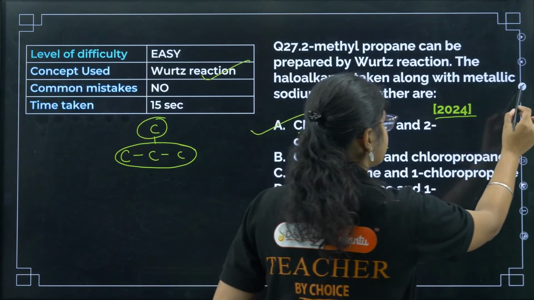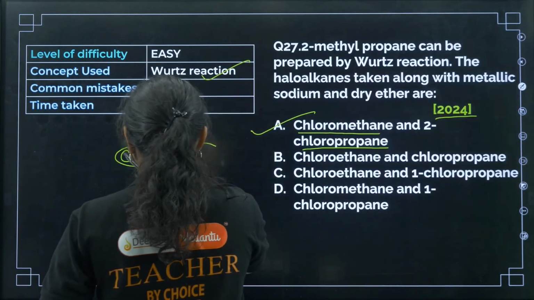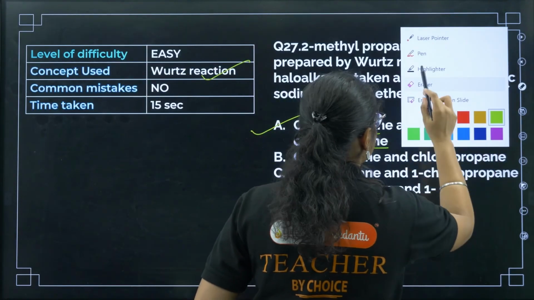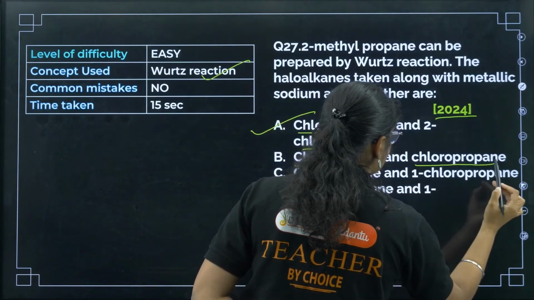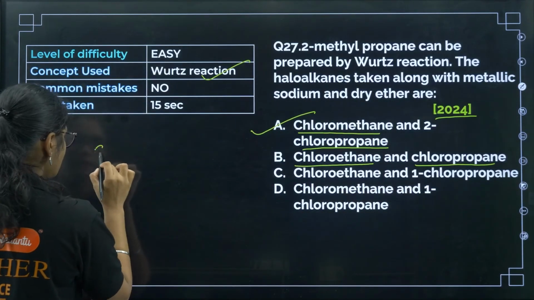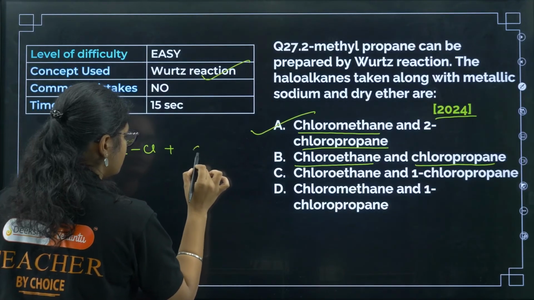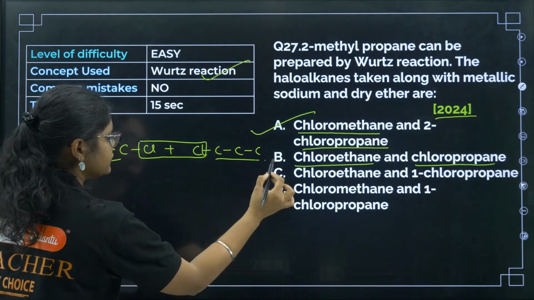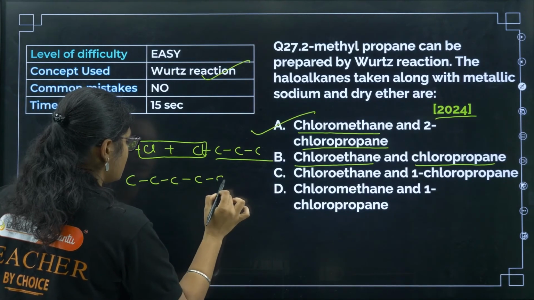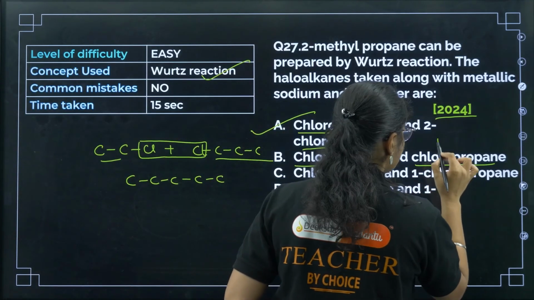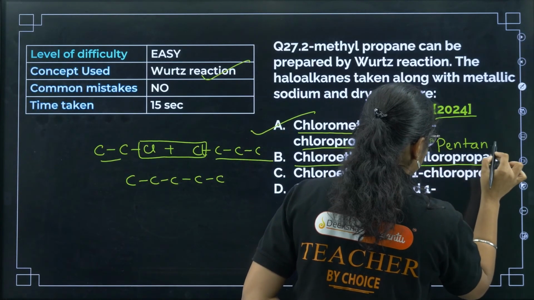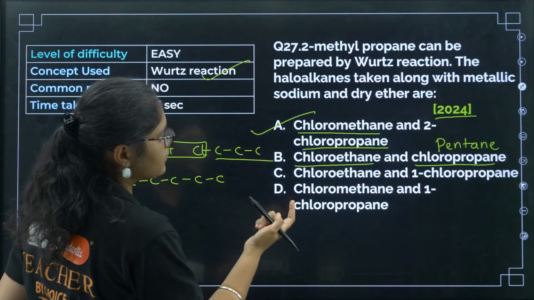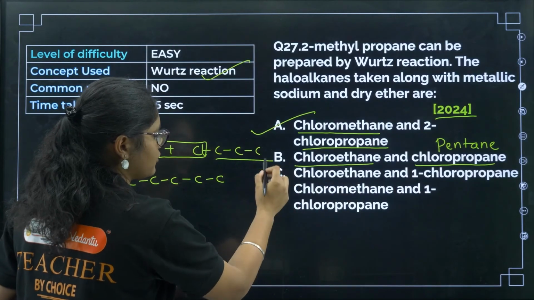Let us see the products for all the reactions, option by option. Let us first see option number B. You have chloroethane and chloropropane. This chlorine will go and these two will join, so I will get pentane. So the product of option number B will be pentane, which is not the required product. Next, chloroethane and 1-chloropropane. The same thing, same product we will get here.